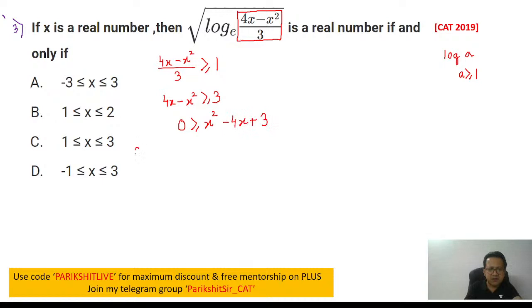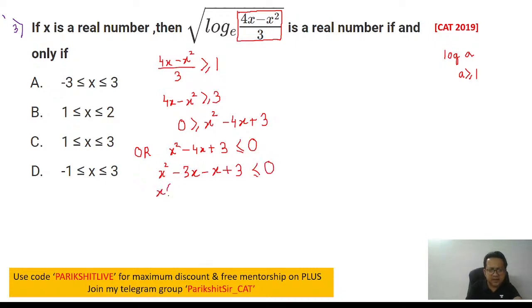Okay. So this can be written as, 0 is bigger. So basically I'm saying x square minus 4x plus 3, 0 is bigger, right? So this is less than equal to 0. You can simplify it. Minus x plus 3 less than equal to 0.